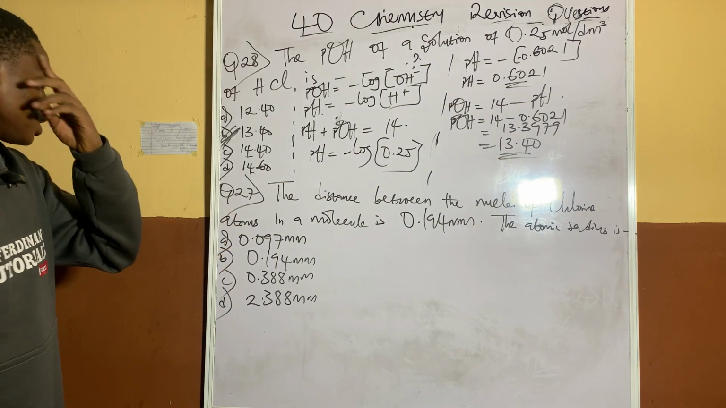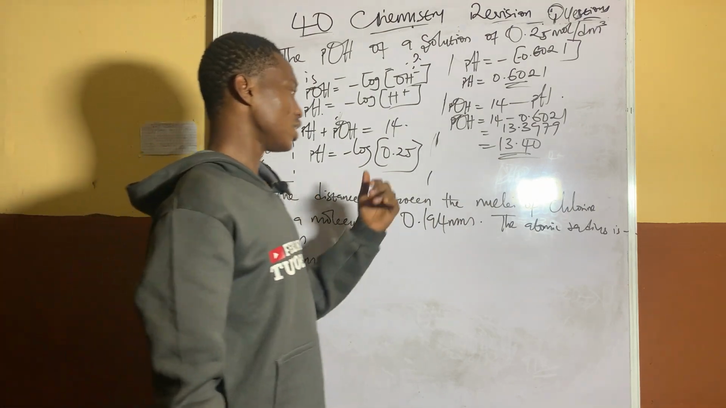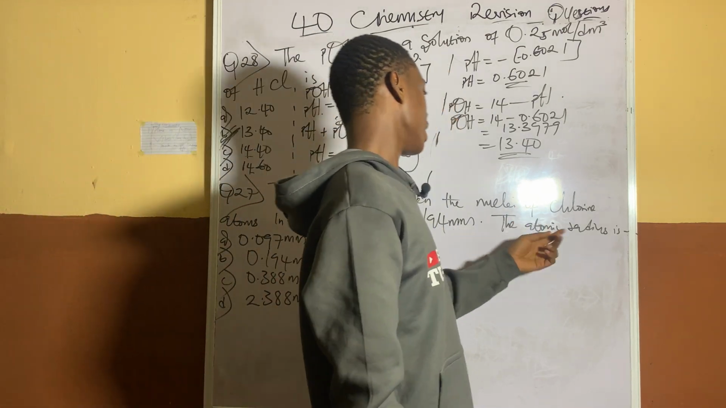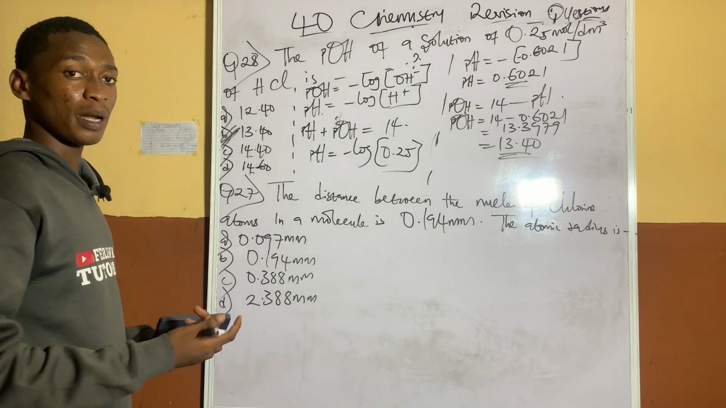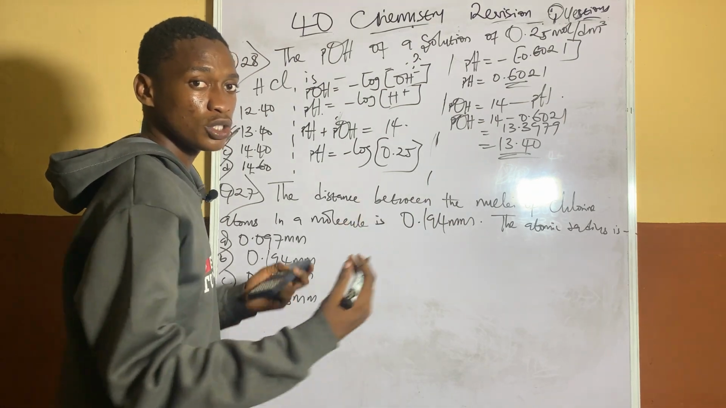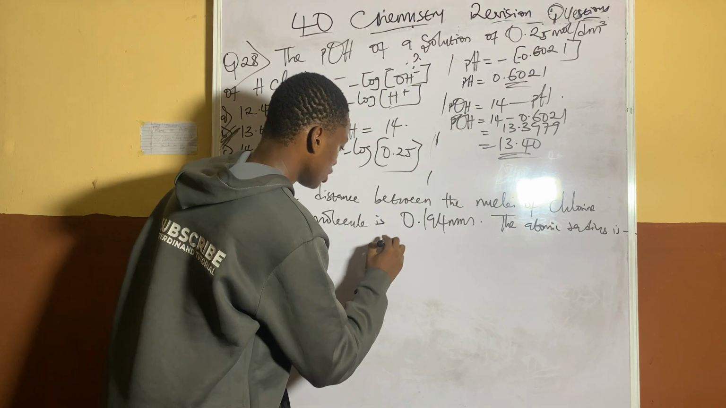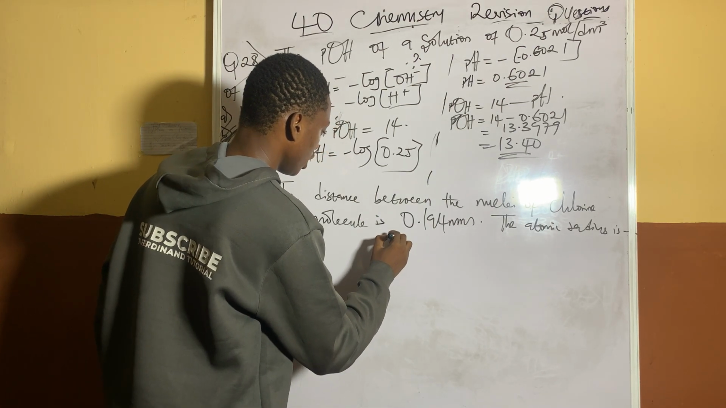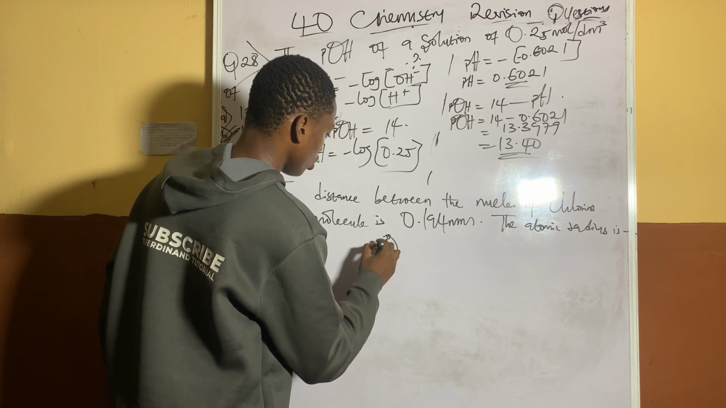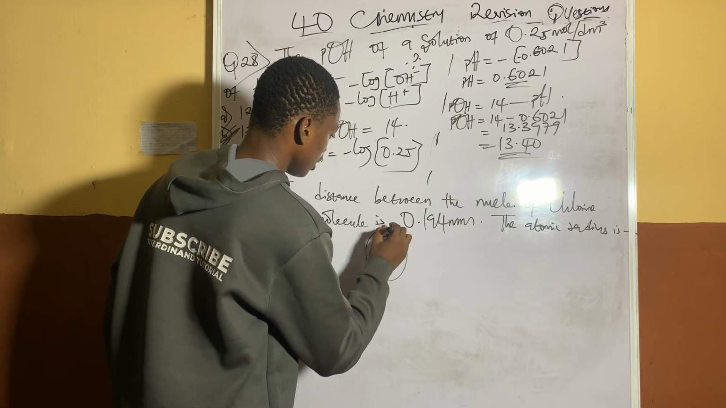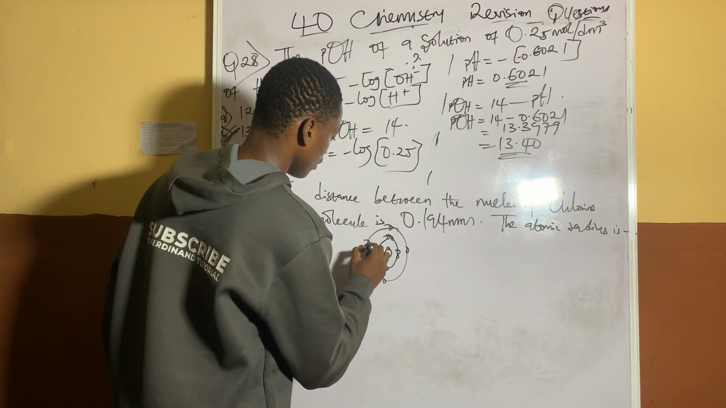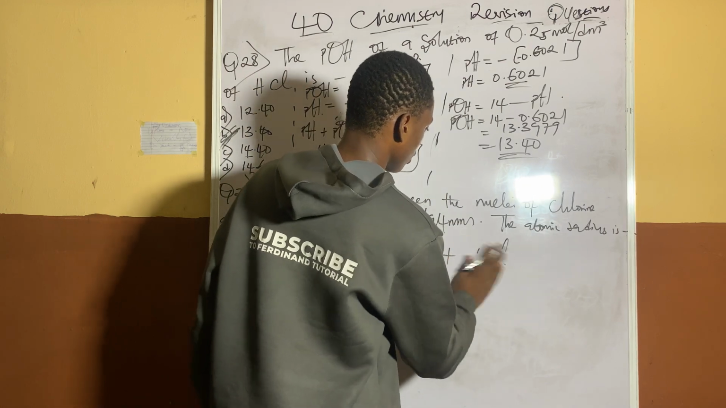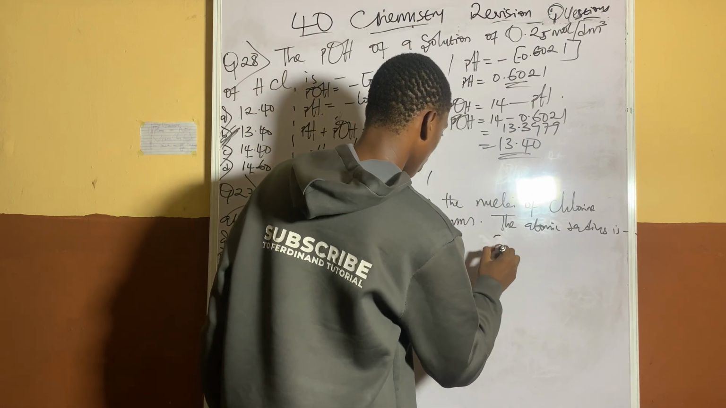Good. Now, question 27. It says the distance between the nuclei of chlorine atoms in a molecule is 0.194 millimeter. The atomic radius is dash. Now, when we're talking about nuclei, we're talking about two different atoms of a molecule. Say, for instance, this is chlorine. Chlorine is 17. So this is 2, then 8, and this is 7. Now, this is a chlorine atom, this is another chlorine atom.